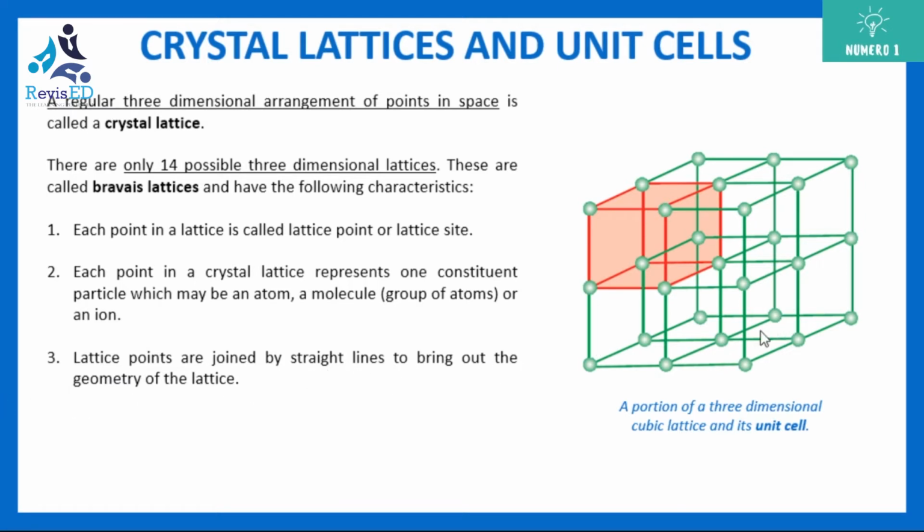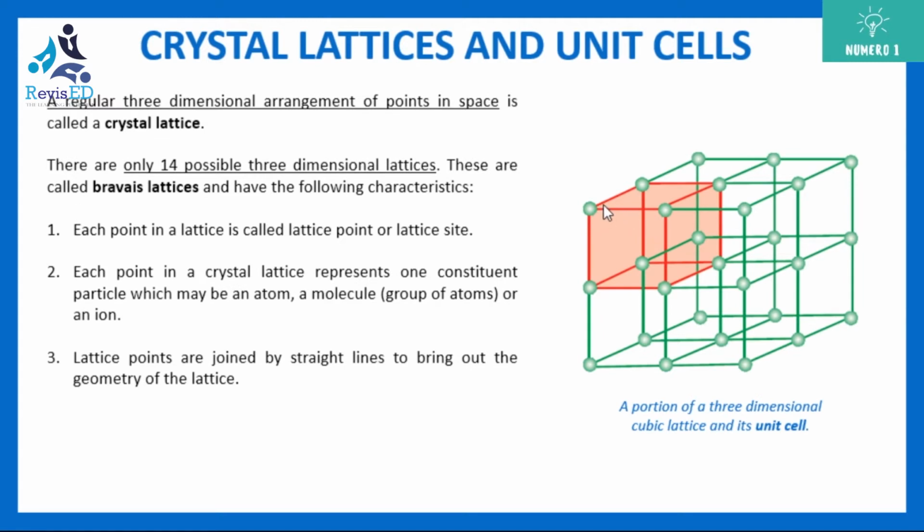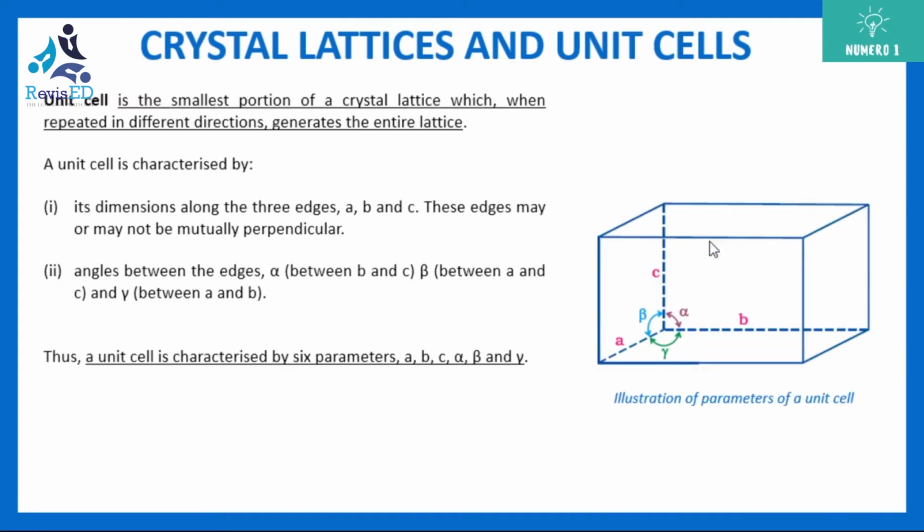So this is a typical example of a unit cell. Now, a unit cell is the smallest portion of a crystal lattice which, when repeated in different directions, generates the entire lattice. So this you see is a unit cell, and if you see in the previous diagram, this highlighted box is your unit cell. If you repeat this in all three dimensions, that is x-axis, y-axis and z-axis, you will generate the entire lattice.